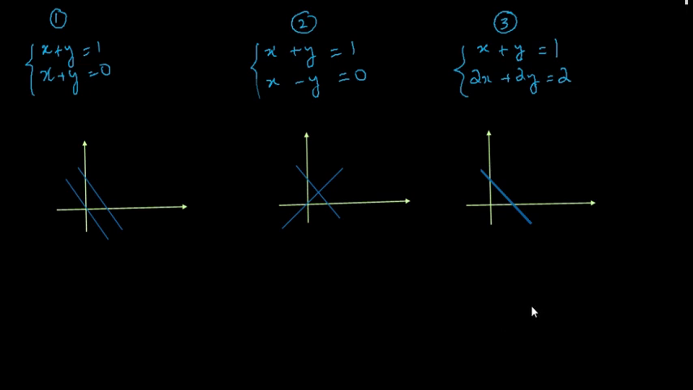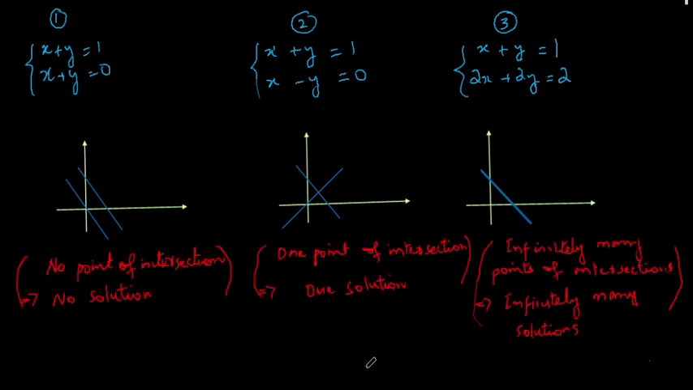So now geometrically, what can we say about these three cases? In the first case, since the lines are parallel, there is no point of intersection and hence there is no solution. In the geometric interpretation of the second case, the system of equations in the figure has only one point of intersection, which means there is only one solution. And similarly, when there are infinitely many points of intersection, it implies that there are infinitely many solutions.